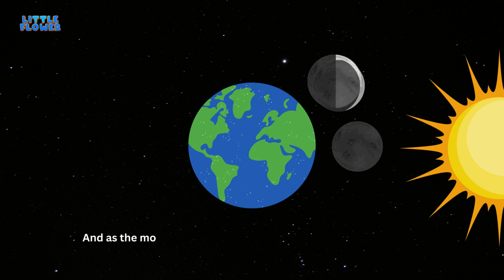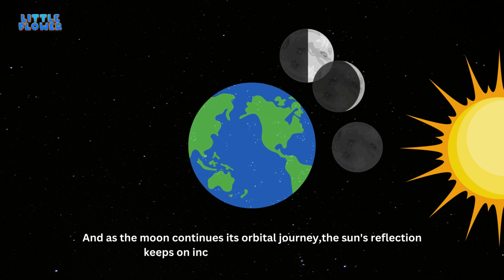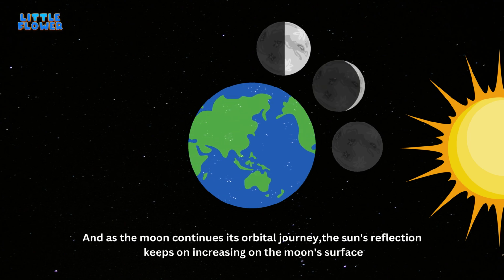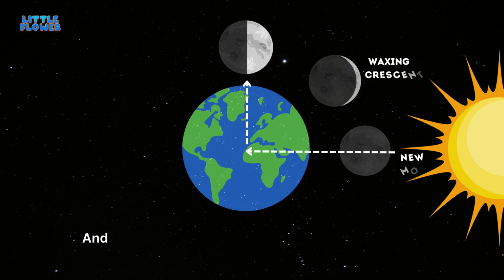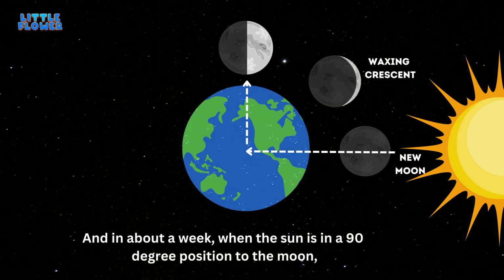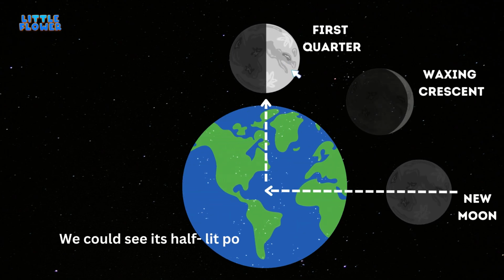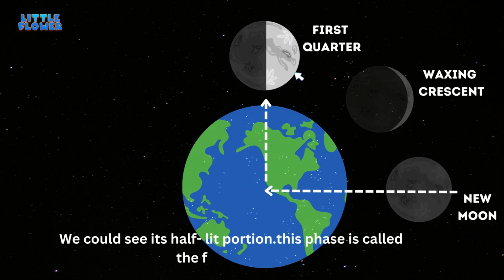And as the moon continues its orbital journey, the sun's reflection keeps on increasing on the moon's surface. And in about a week, when the sun is in a 90-degree position to the moon, we can see its half-lit portion. This phase is called the first quarter.